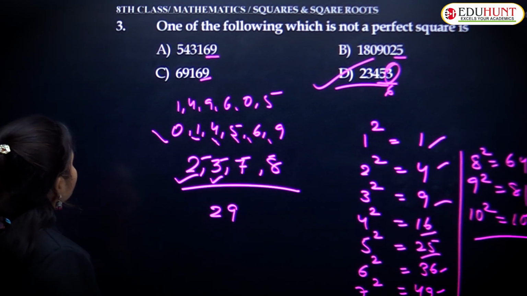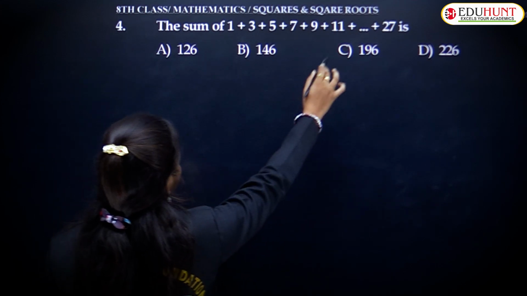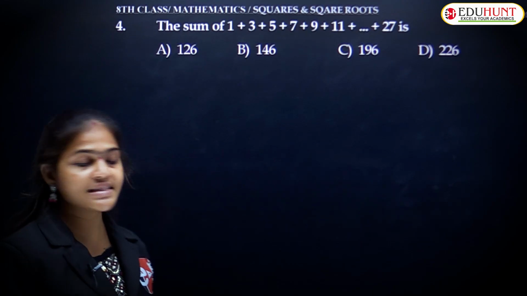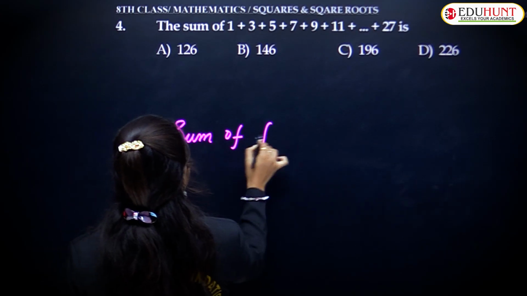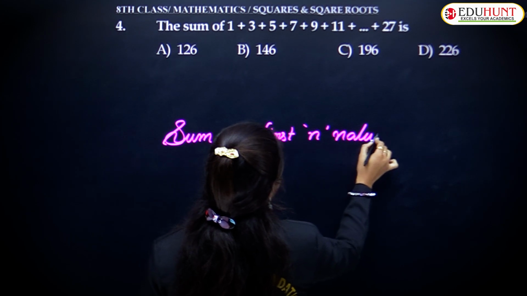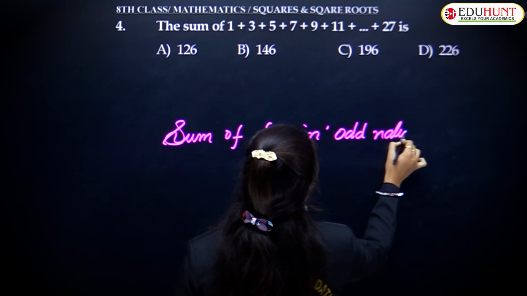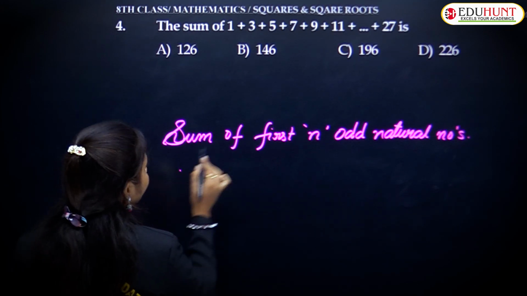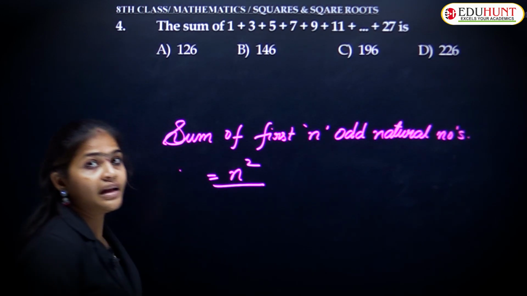Next, question number 4. Yes, see here, the sum of 1 plus 3 plus 5 plus 7 plus 9 plus 11 and so on up to plus 27 is. So here we have the formula. What is that? Sum of first n odd natural numbers. Okay, what is that formula? Sum of first n odd natural numbers is equal to n square. What is that? N square.